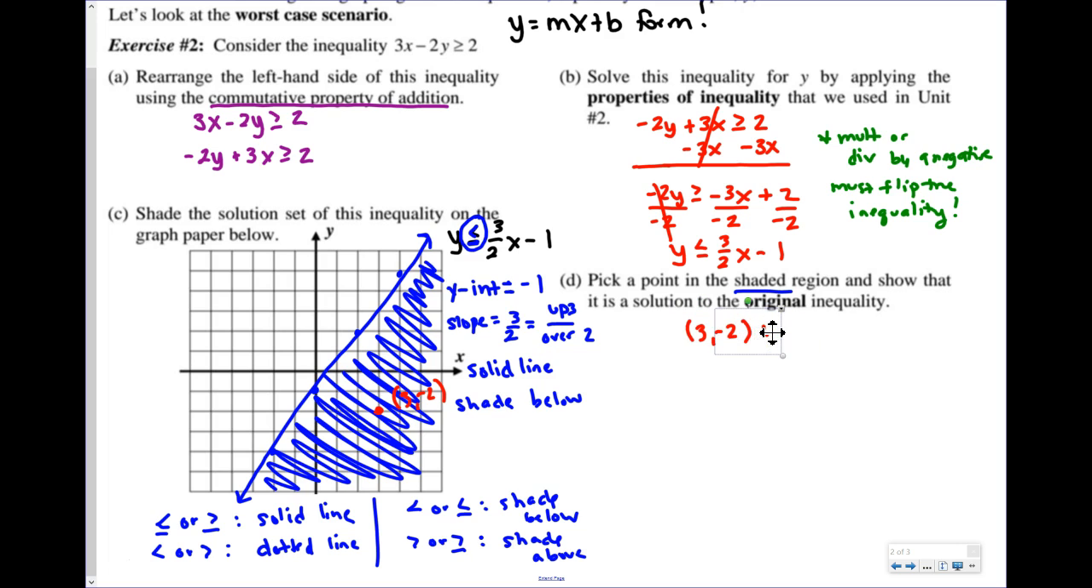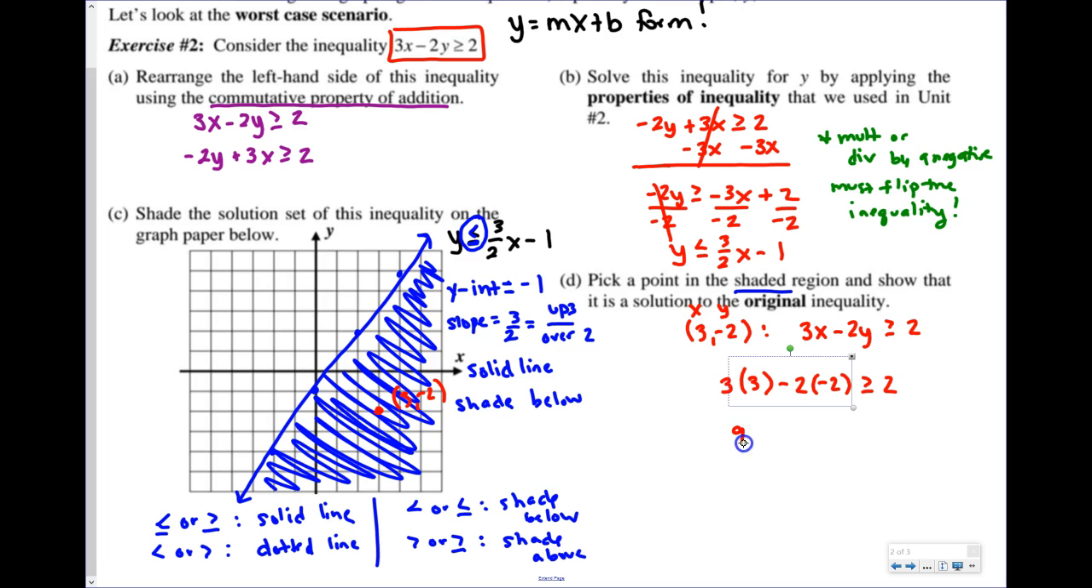And I have to show that it works in my original inequality. So the original inequality is this guy up here. So there's my original inequality, 3x minus 2y greater than or equal to 2. Okay? So I'm going to have 3 times, remember 3 is the x, negative 2 is my y. So I'll have 3 times 3 minus 2 times negative 2 greater than or equal to 2. And I'm going to see if this is true.